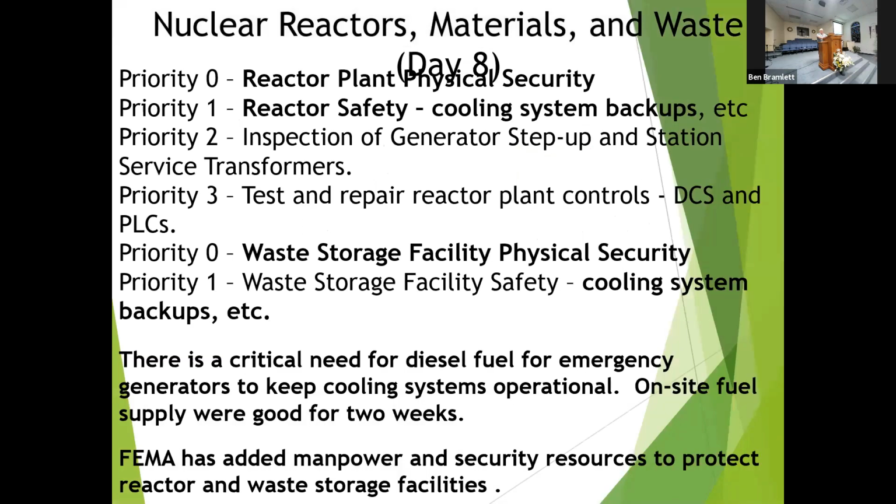Okay, in the nuke power plants, first is reactor plant physical safety, and that's basically guarding the facility. Then reactor safety is the next priority, cooling system backups, a la Fukushima. And then your waste storage facility, physical security. While this is going on, it's a great opportunity for other people to play nasty games. There will be a critical need for diesel fuel for the emergency generators to keep the cooling systems up. On-site fuel supply is typically good for a couple of weeks. That's going to cause the feds to have to add more manpower and security resources in all these facilities.